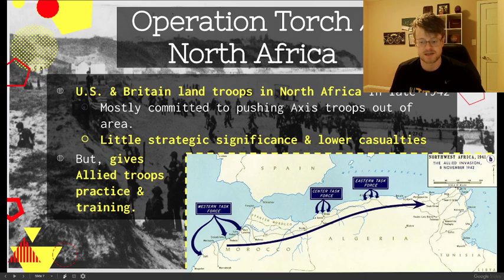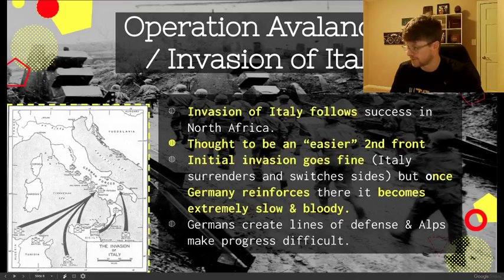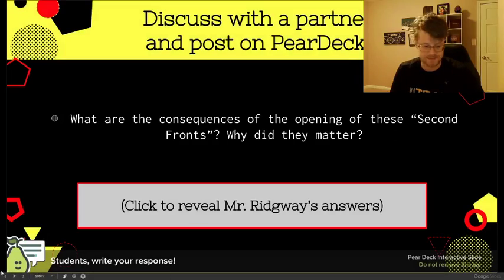It gives them practice, it gives them training, and although there's quite a bit of back and forth warfare here and some really interesting tank battles that happen, if you're into that kind of stuff in World War II, definitely worth checking out. You can look at Rommel, the Desert Fox, as he was called. But the Allies are very successful here in pushing most of the German and Italian troops out of North Africa.